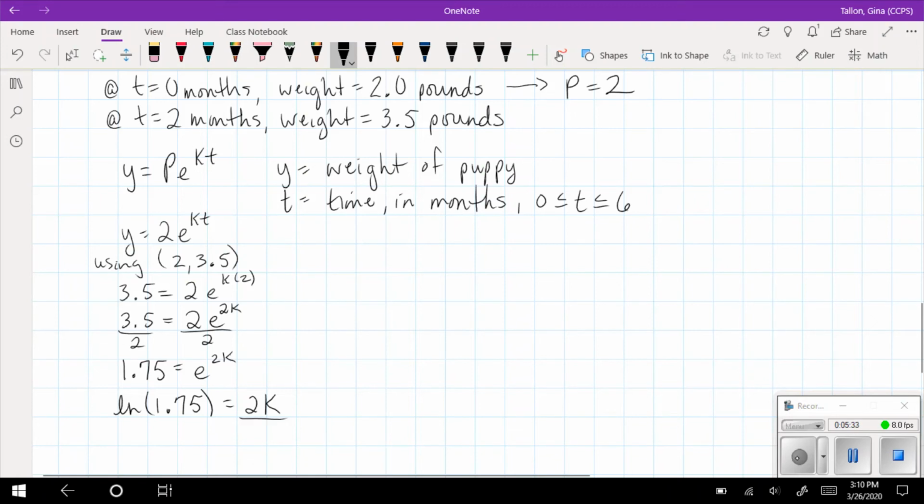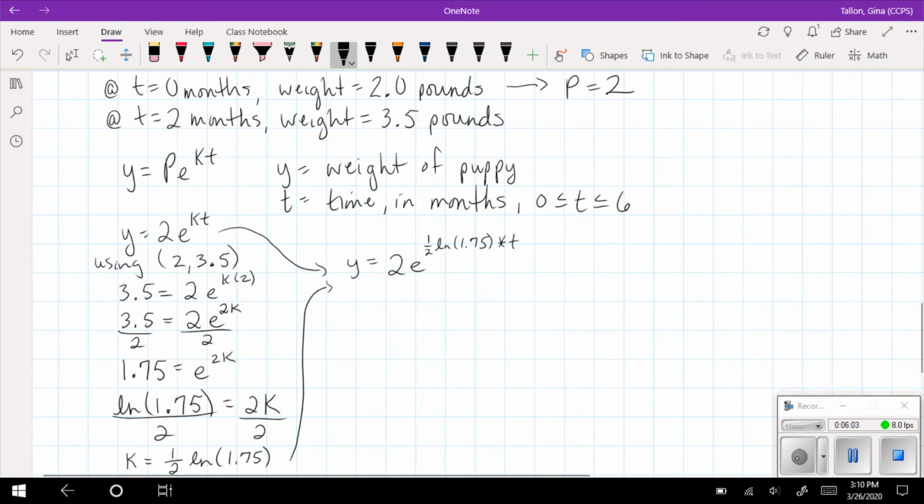Now to solve for k, I simply divide both sides by 2, and I end up with k equals 1/2 natural log of 1.75. I'm going to take that together with this fact here, and I will rewrite my equation now. Y equals 2e to the 1/2 natural log of 1.75 times t. And that is my equation.